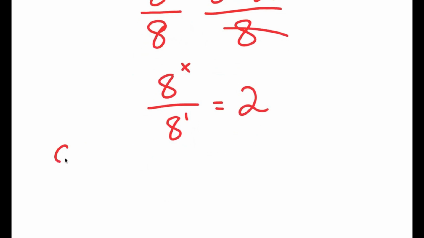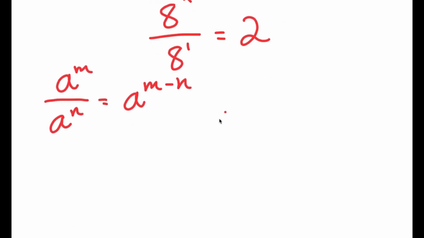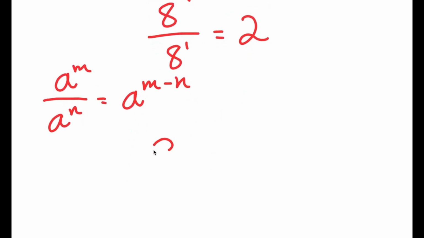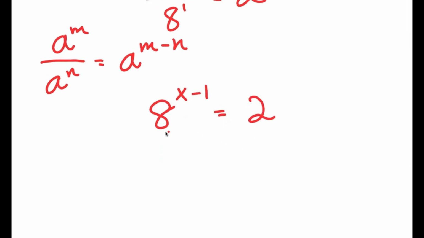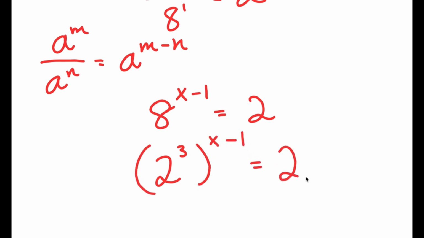Now, if I have something in the form a to the power of m over a to the power of n, this is equal to a to the power of m minus n. So a to the power of x over a to the power of 1 is equal to a to the power of x minus 1, which is equal to 2. Now, 8 is the same thing as 2 to the power of 3, so I get 2 to the power of 3 to the power of x minus 1 is equal to 2.